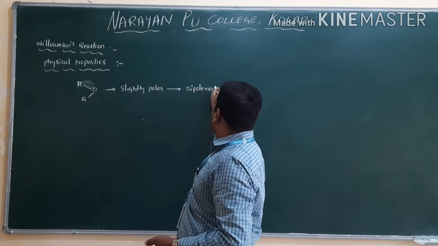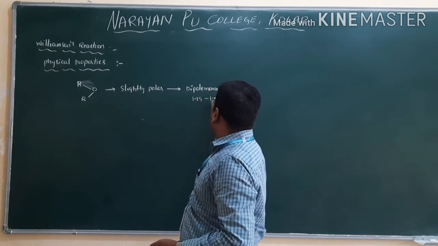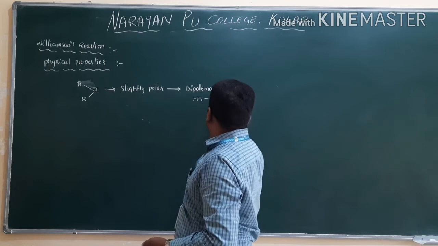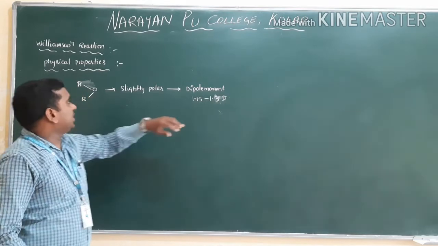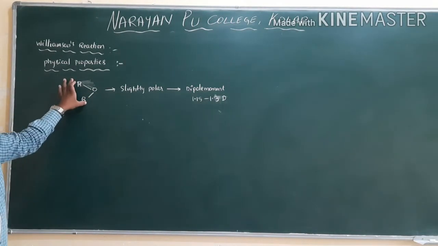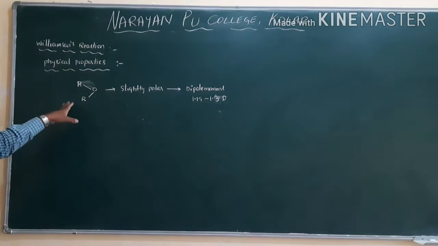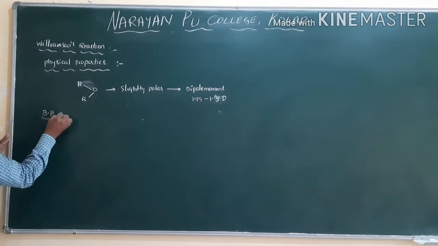Dipole moment. So what is the value? It is almost 1.15, very less, to 1.3. This is the dipole moment value of ethers. And first we will discuss the boiling points here and solubility, then we will go for the reactions. In the first one, we have to discuss boiling points.